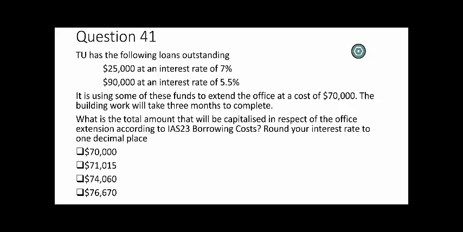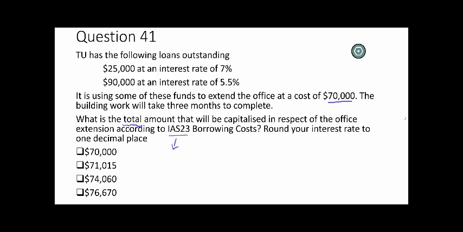Question 41 is about IAS 23 borrowing costs and is asking us what the total amount which would be capitalised in respect of an office extension would be. So here it tells us that we've built an extension at the cost of $70,000, so clearly we're going to capitalise that part, but then what IAS 23 does is require us to capitalise borrowing costs that relate to part of the period of construction.